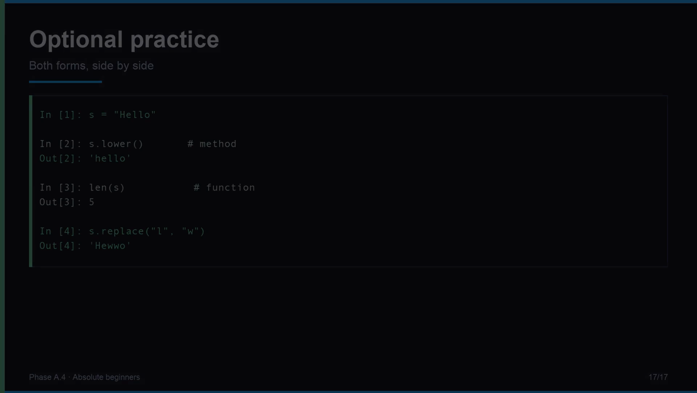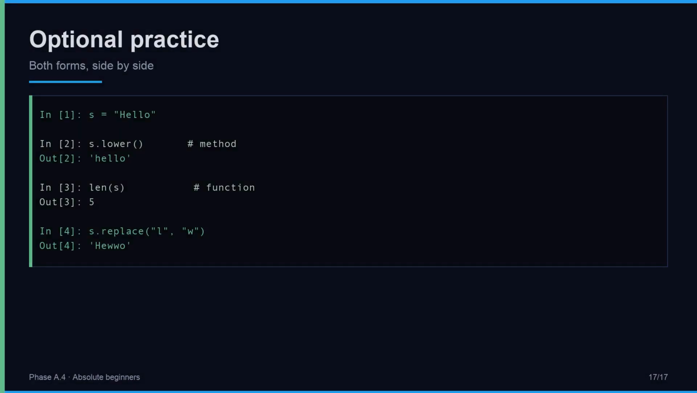Hands-on with strings. If you want a quick practice, try both forms on the same string. Hello.lower, a method call, gives back hello. Len of hello, a function call, gives back 5. Hello.replace with arguments, a method call with arguments, gives back a new string. Method, function, method. When you can switch between both forms without thinking, you understand the difference.